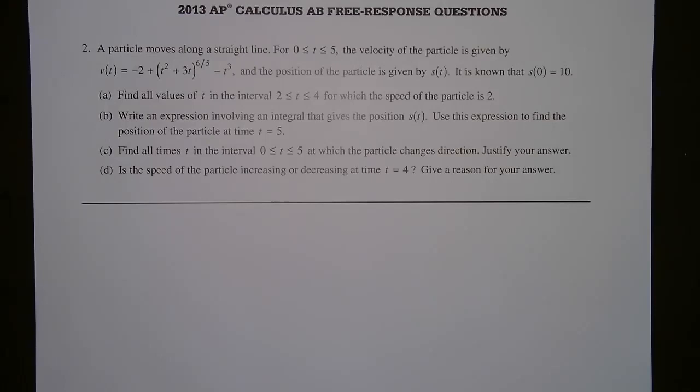So for part C, we want to find all times in the interval 0 to 5 at which the particle changes direction, okay? So how do we know when the particle changes direction? It's when the velocity function changes signs. So where the velocity function goes, on our graphing calculator, from below to above the x-axis, or vice versa, okay? From above to below or below to above, okay? So we're gonna graph the velocity function between 0 and 5 and see what we get.